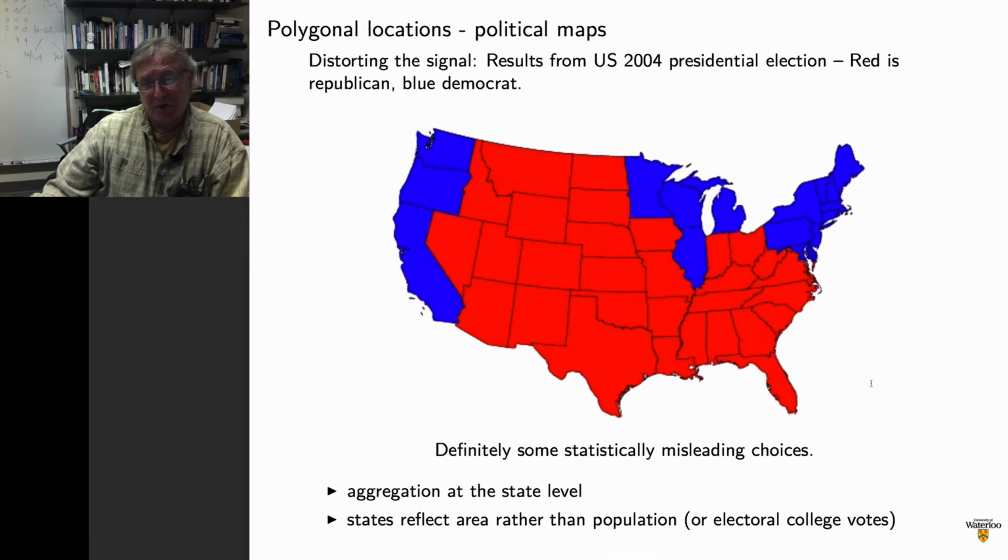So the point is that that's actually pretty misleading. What we're doing is we're painting a whole area, a whole polygon with one color, because the aggregation is at the state level, and these are the states that went Republican or Democrat, and it gives a distorted image.